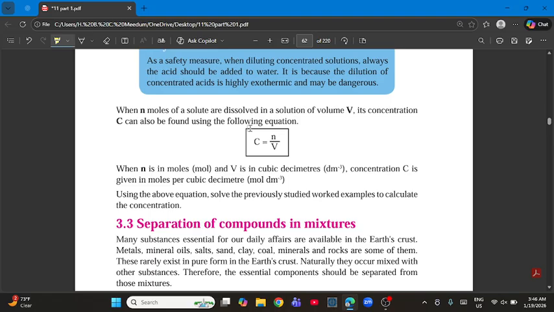When n is in moles and volume is in cubic decimeter, the concentration is given in moles per cubic decimeter, mol dm minus 3. Using the above equation, solve the previously studied worked examples to calculate the concentration.